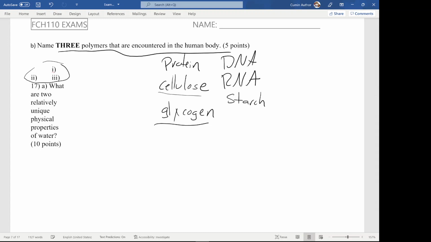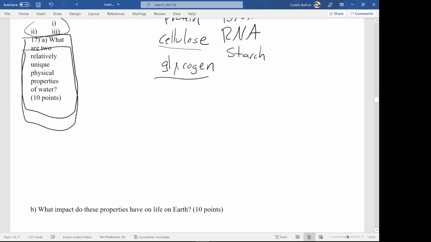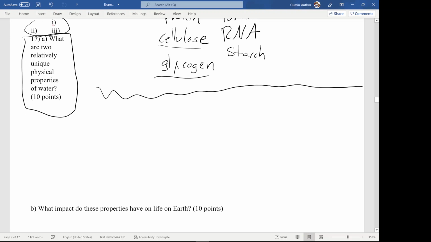So now we have 17, again, bad formatting. What are 2 relatively unique physical properties of water? And so we can just think about the fact that, if you remember, water is highly polar, and it's got a whole bunch of hydrogen bonding, and it has this unique shape to it. And so there's a lot of unique physical properties that the hydrogen bonding allows. Most of the unique properties all come down to the fact that water has high intermolecular forces.